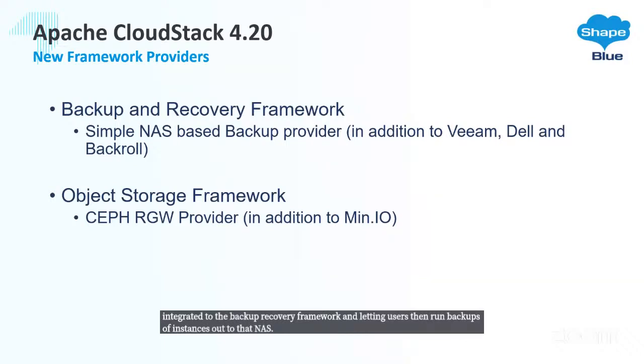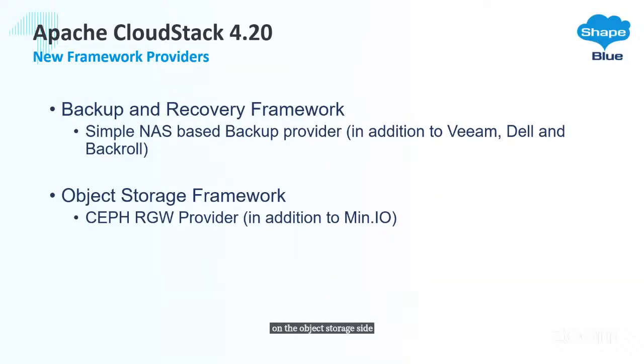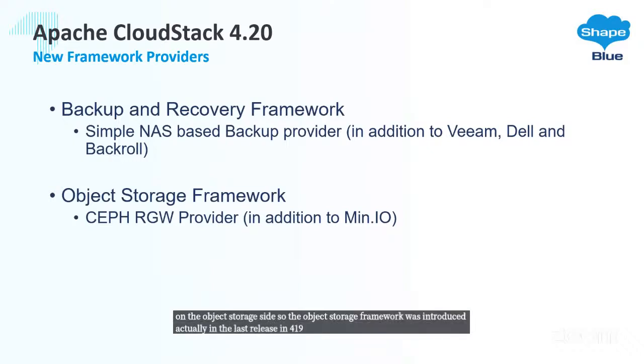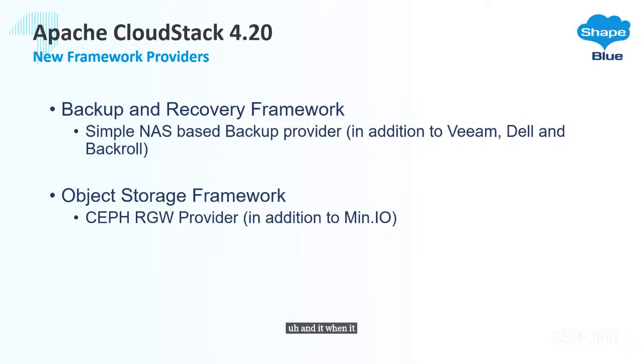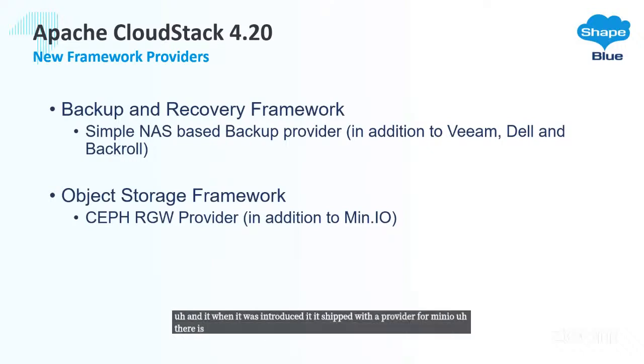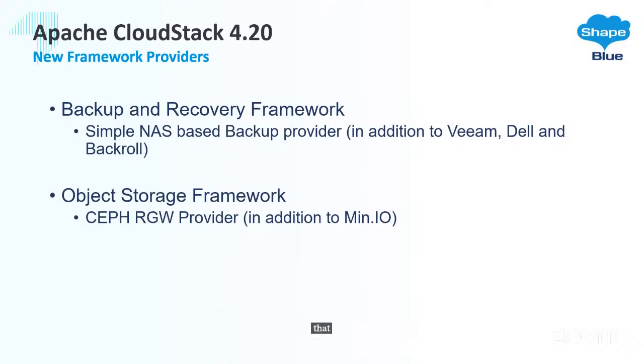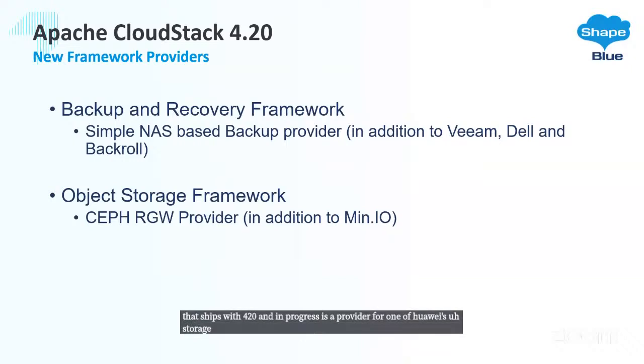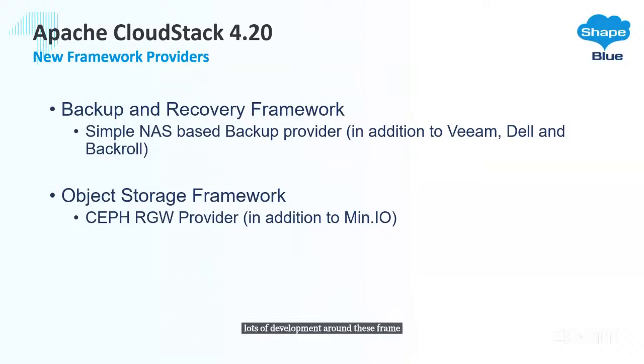On the object storage side, the object storage framework was introduced in the last release, 4.19. When it was introduced, it shipped with a provider for MinIO. There is now a provider for Ceph RGW that ships with 4.20. And in progress is a provider for one of Huawei's storage platforms that should hopefully be shipping in 4.21. So it's good to see lots of development around these frameworks, and further integrations with CloudStack.